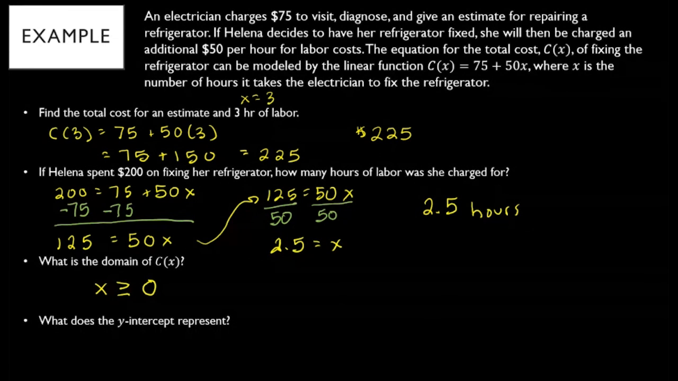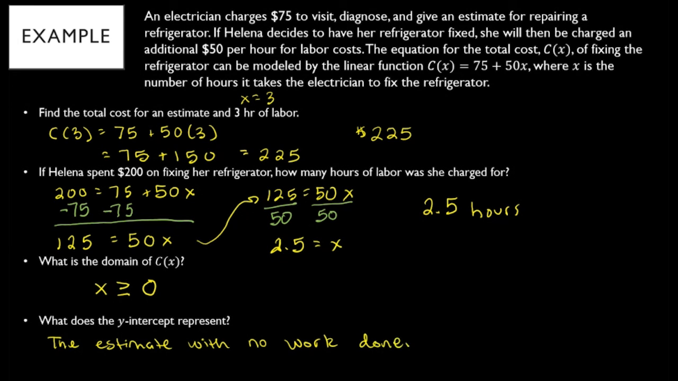And then what does the y-intercept represent? I actually answered this at the very beginning. That y-intercept, which is $75, is representing the base cost, the estimate, without any work. So the y-intercept represents the estimate with no work done. That's what that 75 is, and that's the y-intercept.